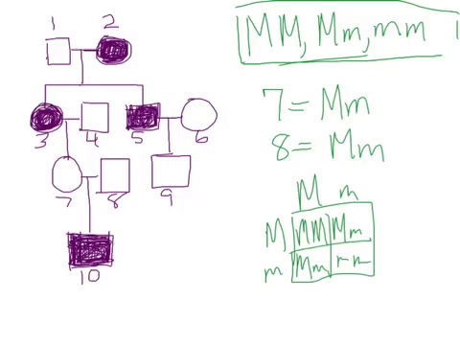Okay, so the answer is basically all the possible genotypes: homozygous dominant, big M, big M; heterozygous, big M, little m; and homozygous recessive, little m, little m. That's because 7 and 8 are both probably heterozygous, because if we do the Punnett square there, that's the way we can end up with number 10 being homozygous recessive to have that trait. So those are all the possible genotypes for number 10.